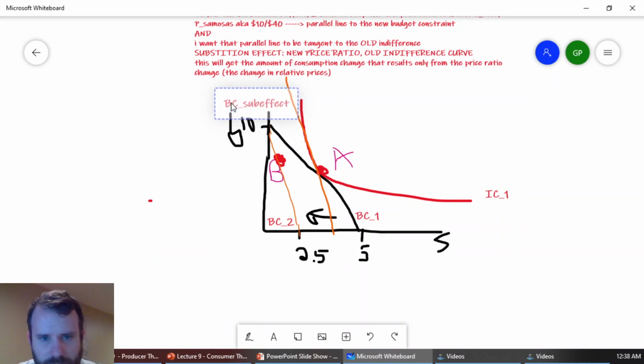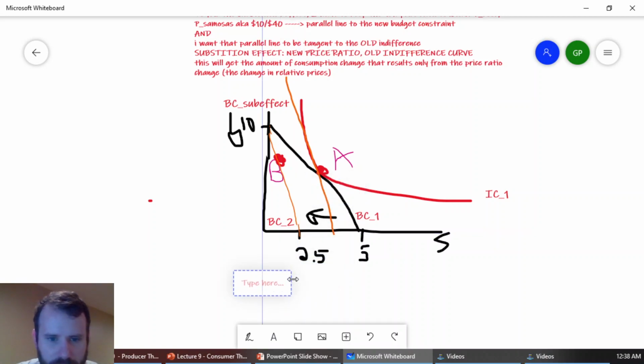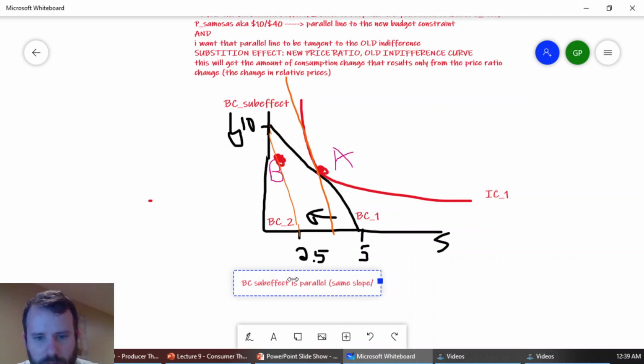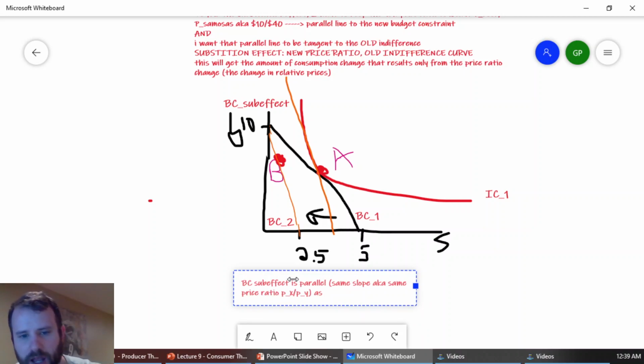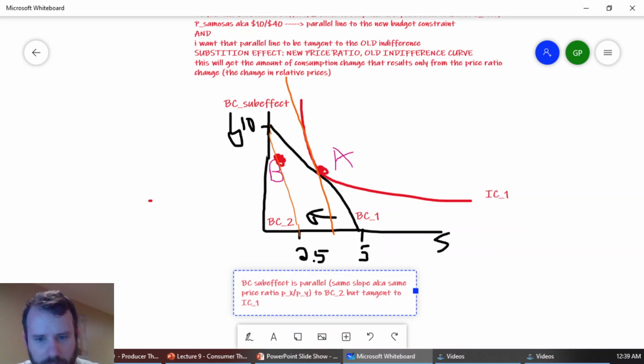Okay, so I want a parallel. So BC sub effect is parallel, same slope, aka same price ratio px divided by py, to BC2, the new budget constraint, but tangent to IC1. Okay.